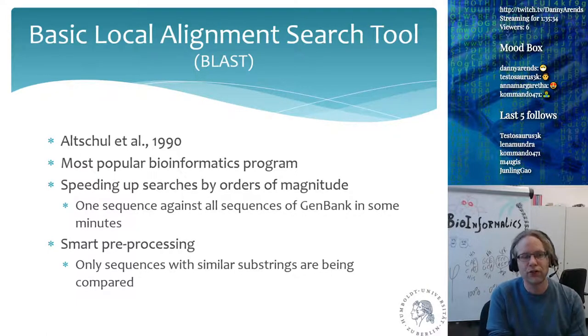And it speeds up searches by an order of magnitude, so you can compare one sequence against all of the sequencing in GenBank, and it only will take you a couple of minutes. If you would use the Smith-Waterman algorithm, it would take you almost 100 years for a single BLAST search to complete. And the reason why that is that it uses a very smart pre-processing step.